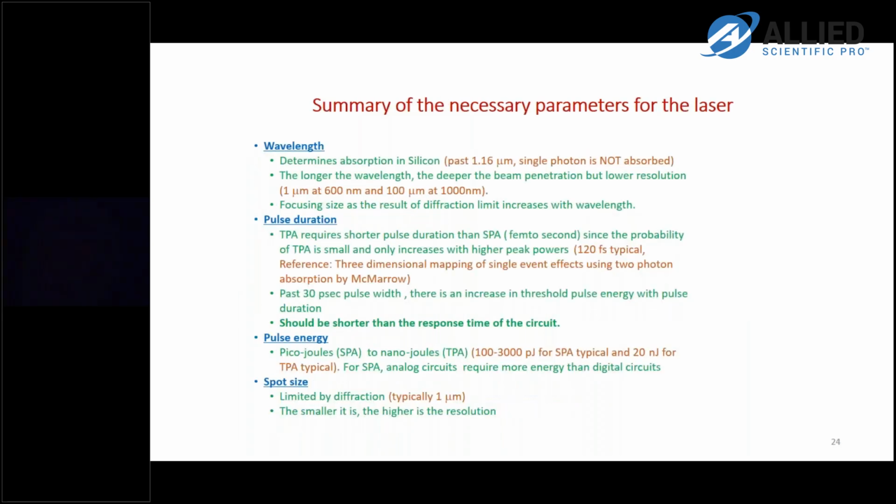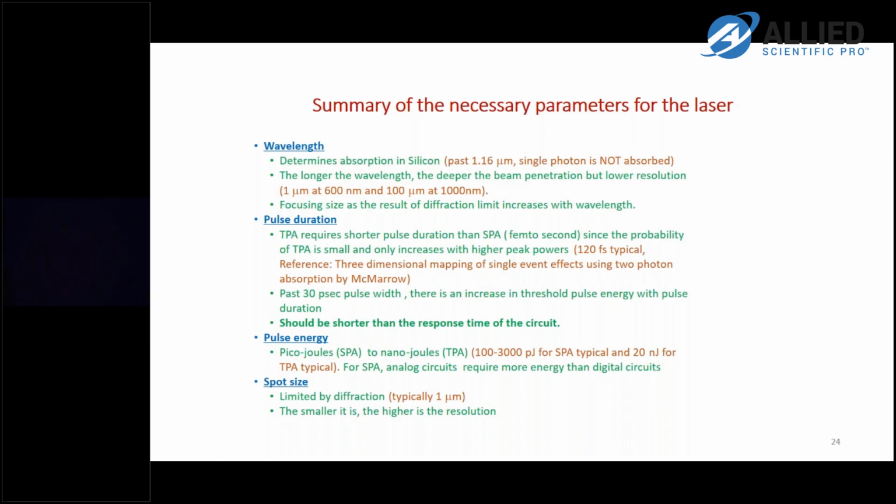So let's summarize what we learned for different parameters. Wavelength, again, past 1.16 microns, you can't generate single photon absorption. Focusing size, as a result of the diffraction limit, increases with wavelength. Pulse duration, we described the 3 regimes. You can still get it in the nanosecond region, but you need more energy per pulse. It should be shorter than the response time of the circuit. Otherwise, if it is a very long pulse, then you can't observe the full effect.